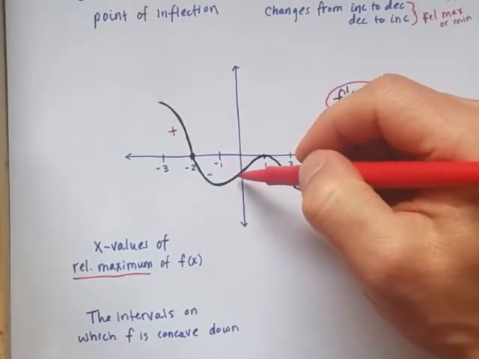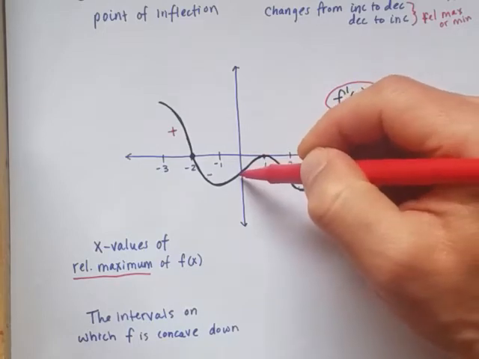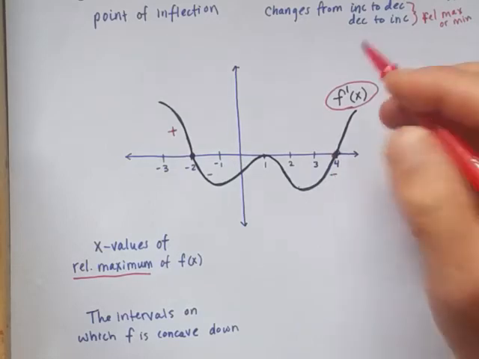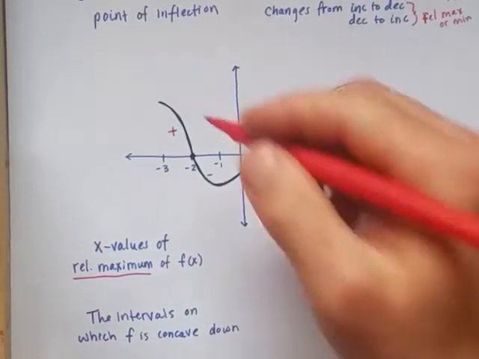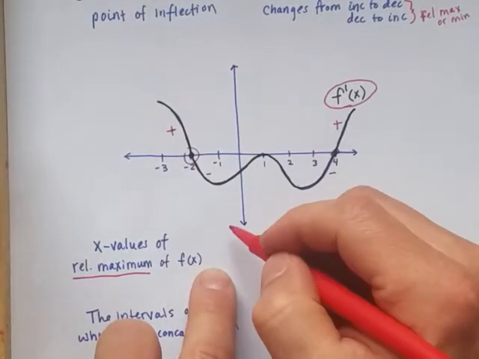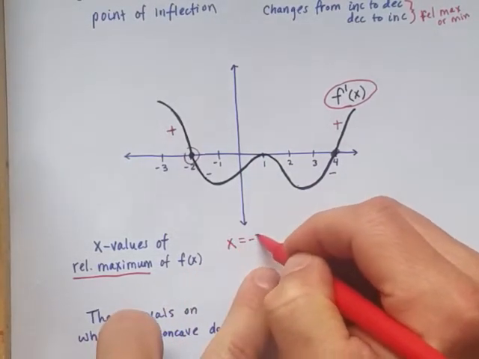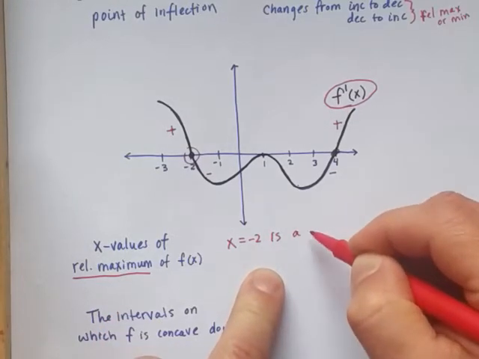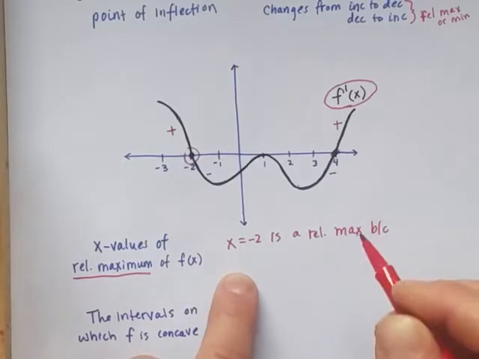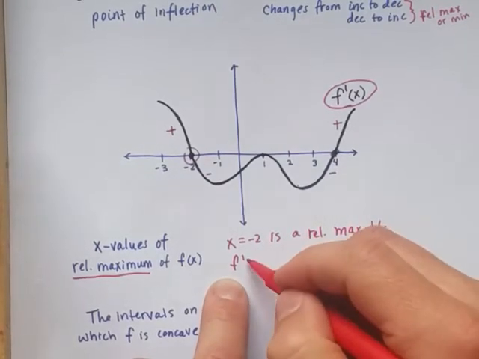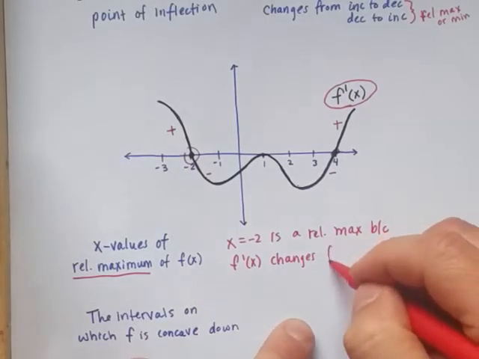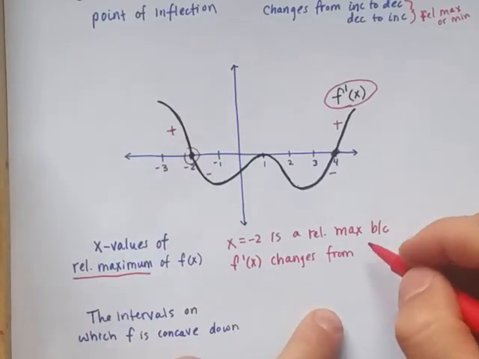Does anything else cross the x-axis? This doesn't count because it actually goes from negative and it stays negative. And then over here we go from a negative to a positive, right? So here's the only place that's going to have an x value that's a relative maximum. So x = -2 is a relative max because f prime changes from positive to negative.